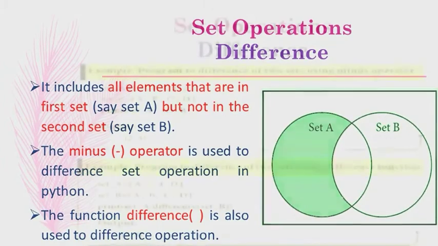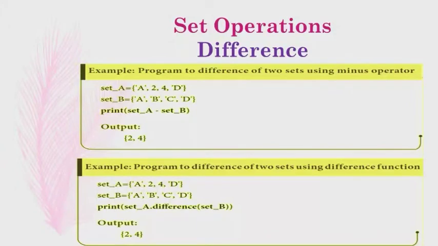Let us see the example. Program to find the difference of two sets using the minus operator, okay. So here we are using the minus operator to find the difference between two sets. First, set A is equal to {A, 2, 4, D}, set B is equal to {A, B, C, D}. Next, print statement, set A minus set B. This is the minus operator, the difference operator, okay. Set A minus set B means you have to find the difference between two sets.